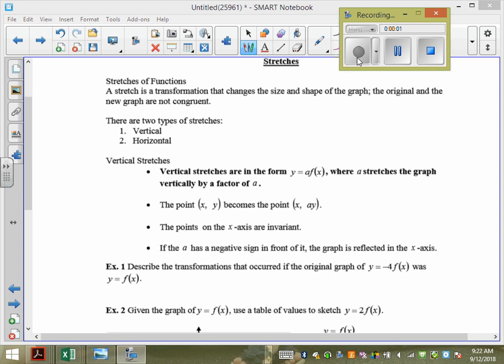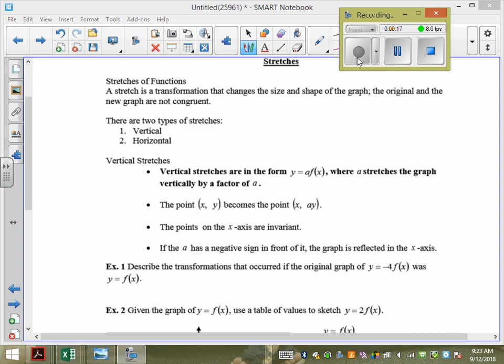Stretches of functions. A stretch is a transformation that changes the size and shape of the graph. The original and the new graph are not congruent. There are two types of stretches, vertical and horizontal. Vertical is the ones that you guys would have had already. Horizontal are the new ones.